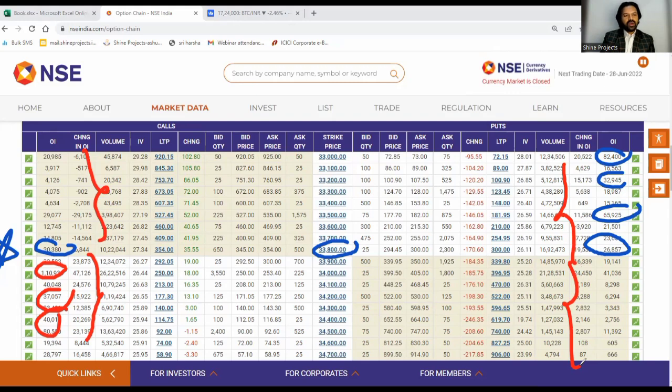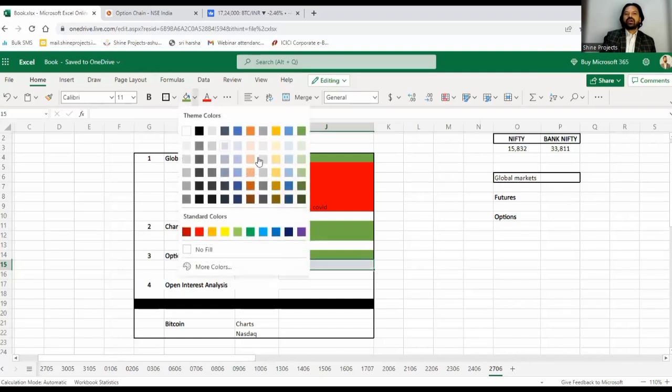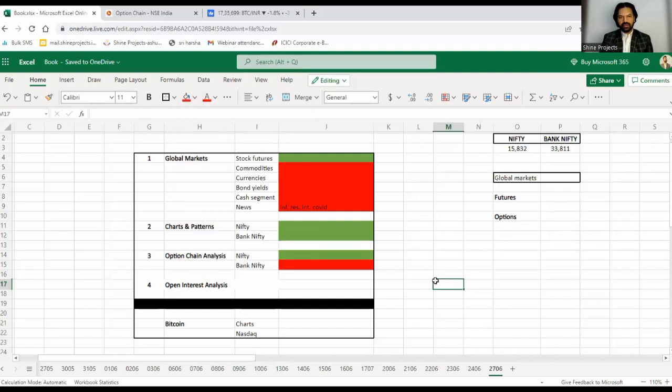So all in all, I will consider this data as being bearish for the Bank Nifty, considering the magnitude at which the calls have been written within the Bank Nifty. So tomorrow's Bank Nifty is expected to be weaker than Nifty. So what I will do here is mark a red color for Bank Nifty due to the call writers' dominance, within the change in OI as well as the overall outstanding contracts.